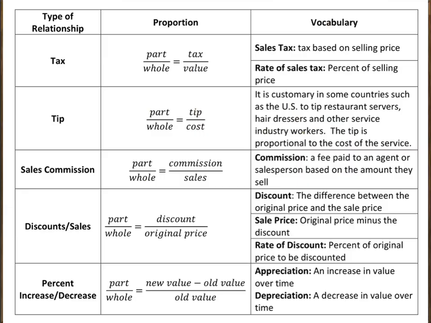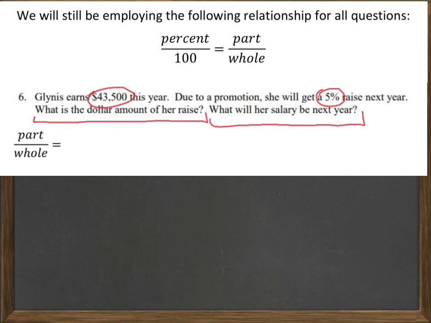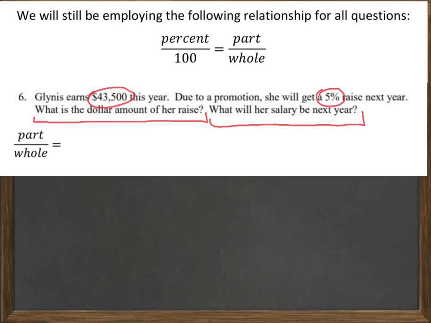Okay, let's keep going. Number 6 says Glynis earns $43,500 a year. Due to a promotion, she will get a 5% raise next year. What is the dollar amount of her raise, and what will her salary be next year? So this is a two-part question. We're talking about raises. If you look at these relationships, you don't exactly have anything that talks about raises specifically. But we do have a relationship that has to do with percent increase and decrease. So let's go back here and see if we can break this down.